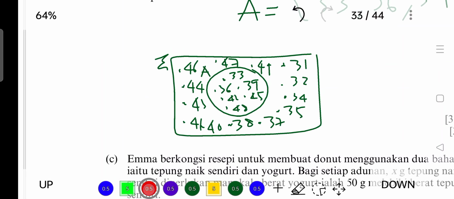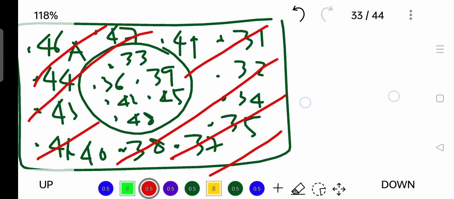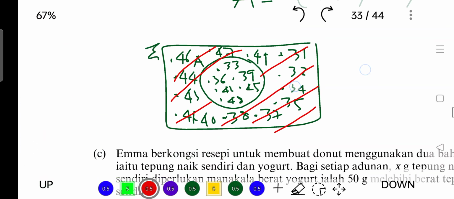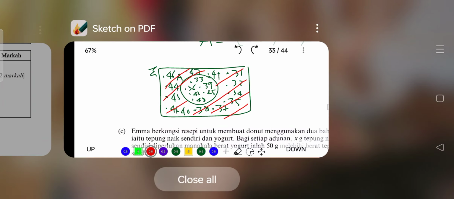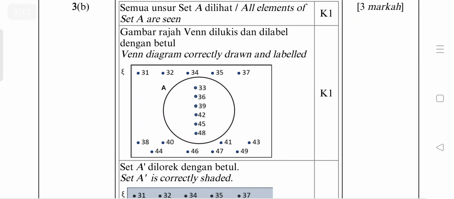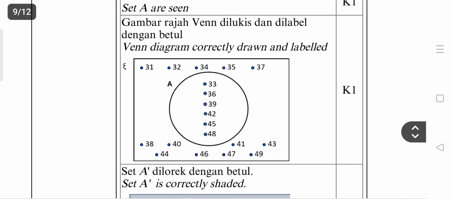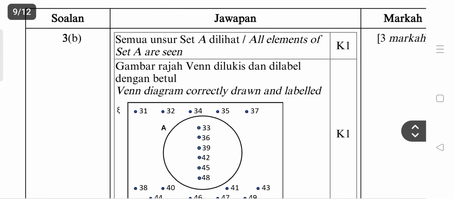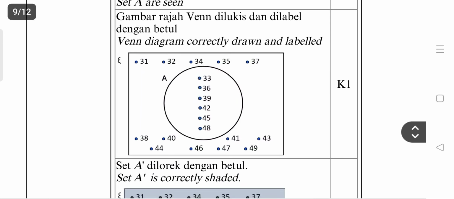Right after that, you just take your pencil and ruler and shade it with even, equal spacing. Otherwise you don't really get the marks. You have to have all of this correct, only then are you eligible to get K1. Your A must be complete, all of the elements must be seen there, so you get K1. And if your Venn diagram is correctly drawn and labeled, you get another K1.